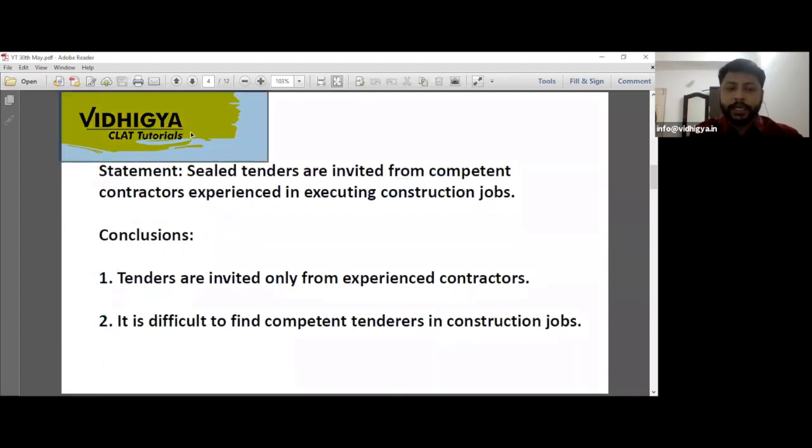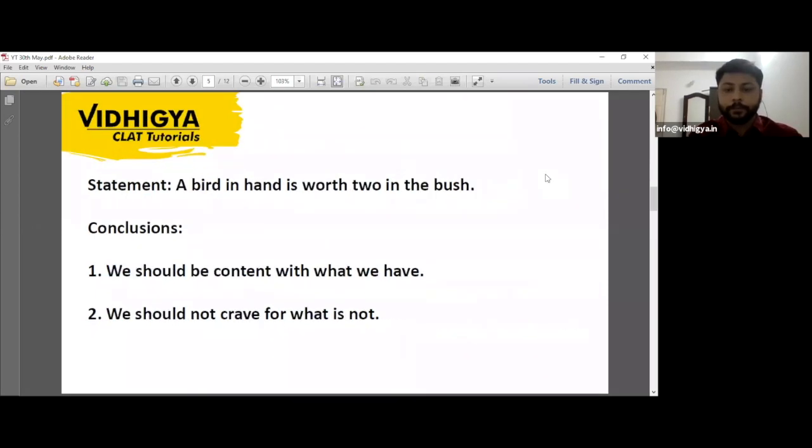So the next question here is, a bird in hand is worth more than two in the bush. The bush, you know, okay, the short plants. A bird in hand is worth more than two in the bush. Whenever you get a proverb as the statement in statement and conclusion based questions, it is really important for you to be aware of the meaning, the specific meaning of that statement actually.